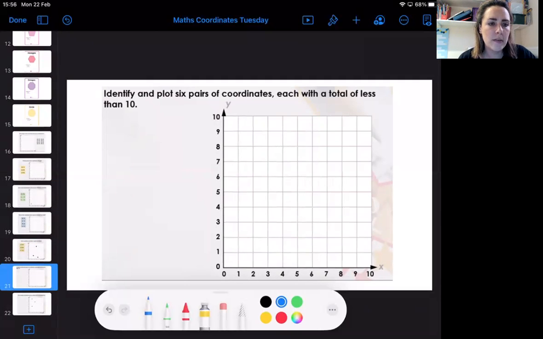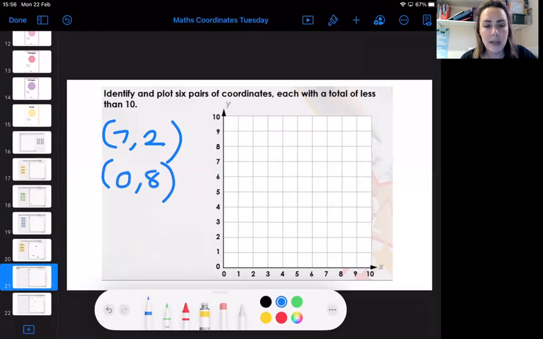The penultimate activity. You need to identify and plot 6 pairs of coordinates, each with a total of less than 10. So for example, you could have 7 and 2 because that makes 9. You could, for example, have 0 and 8 because that makes 8, which is less than 9. So you need to plot those coordinates and please write those down for me.